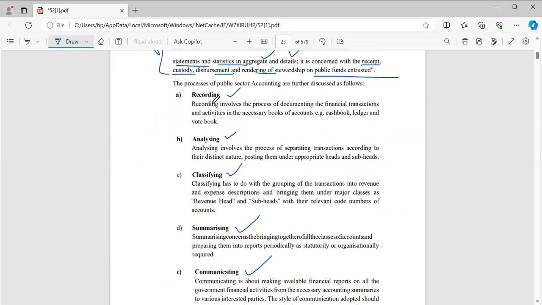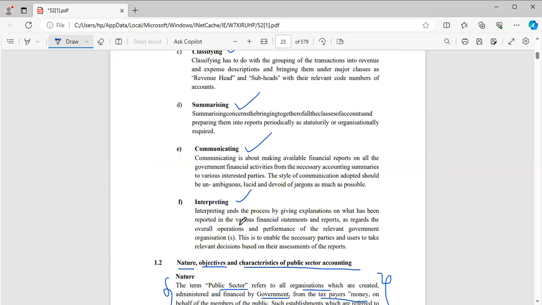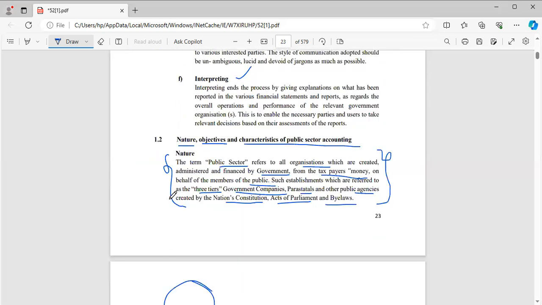I also told you that you can go through this part here to know what each and every item on the acronym actually means. We now move to the nature, where we talk briefly about how public sector itself, not accounting, is structured. And we said that public sector is owned, financed, controlled by government using taxpayers' money on behalf of the public. That is the structure of public sector. It's as simple as that. Then I told you that any organization owned by either federal, state, or local government falls under public sector.